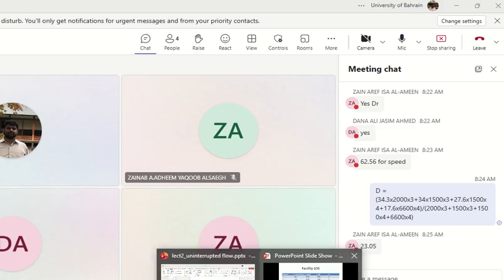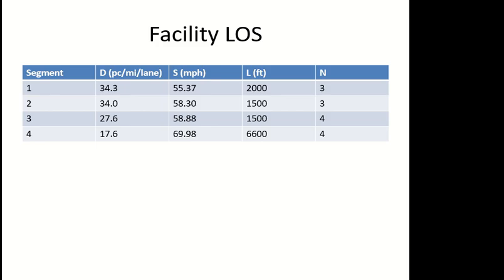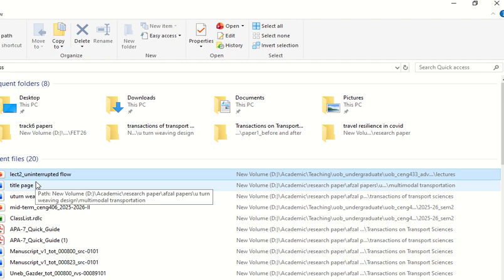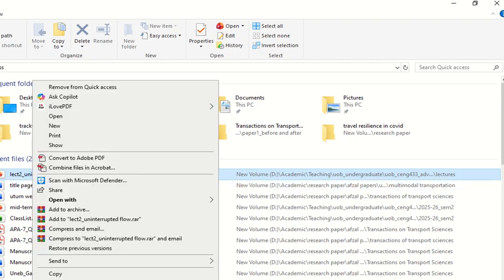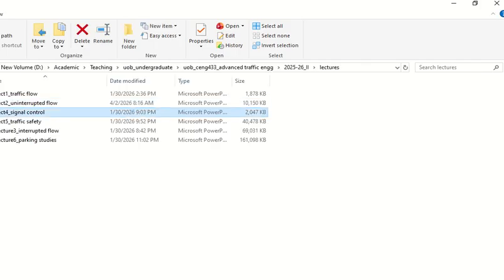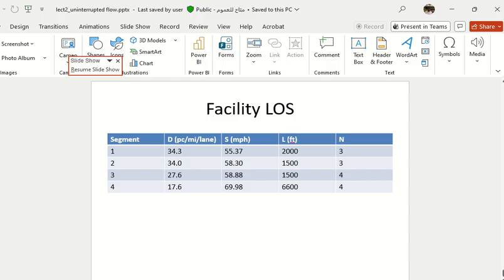Moving on, so this is the end of this topic, which was on the uninterrupted flow facilities. Now we'll move on to the next one, which is the interrupted flow facilities.